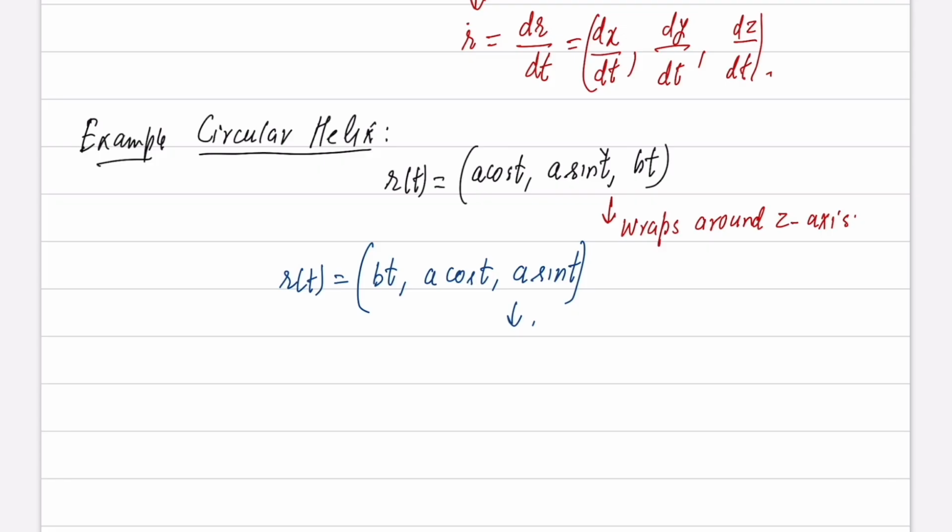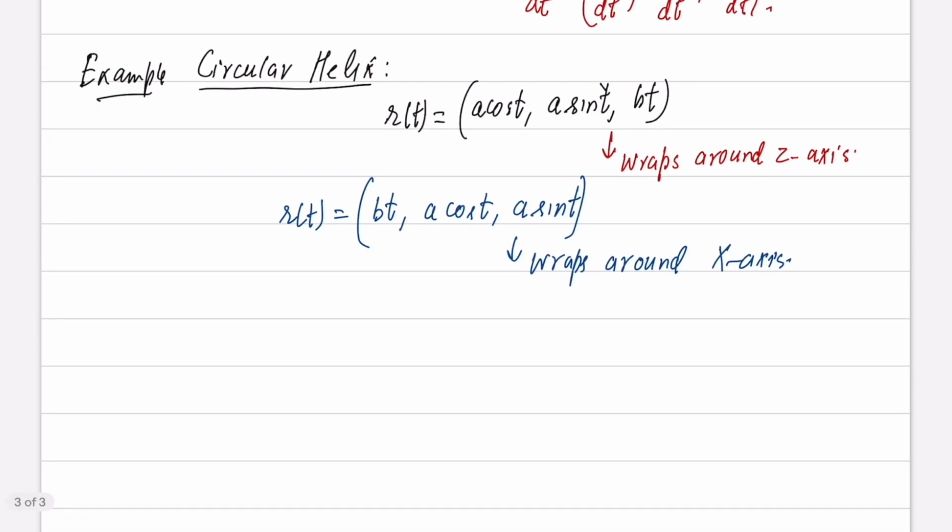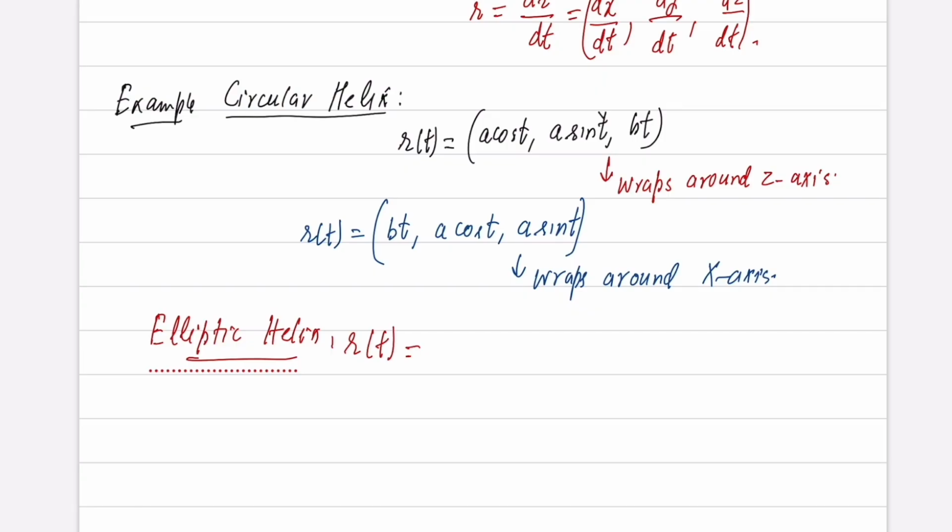So this kind of helix wraps around the x-axis. Now we can similarly understand how to write down the parametric equation of a helix which wraps around the y-axis. So this is the parametric representation of a circular helix. We can also have some other helices, like the elliptic helix. The elliptic helix will have its parametric representation as r of t is equal to a cos t, b sin t, ct.